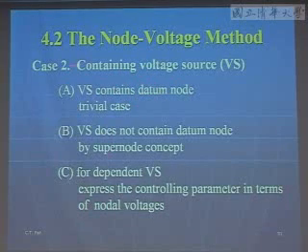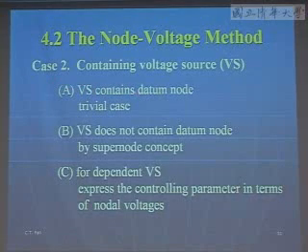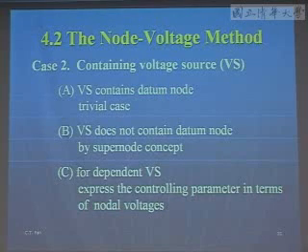So how to handle those cases? Again, here for easy understanding, we divide it into 3 sub-cases. The first one is the voltage source. A voltage source is a 2-terminal component. For these 2 terminals, one terminal is the datum node, the reference node. And for this case, we call this the trivial case.